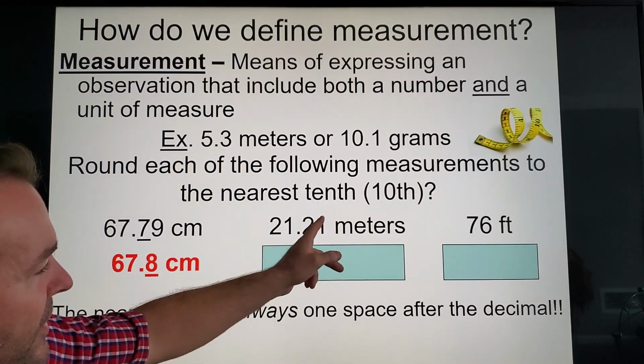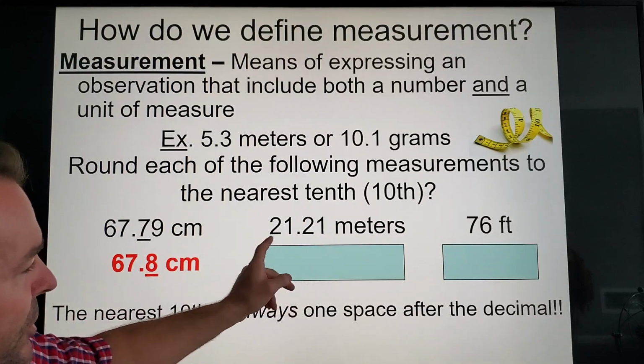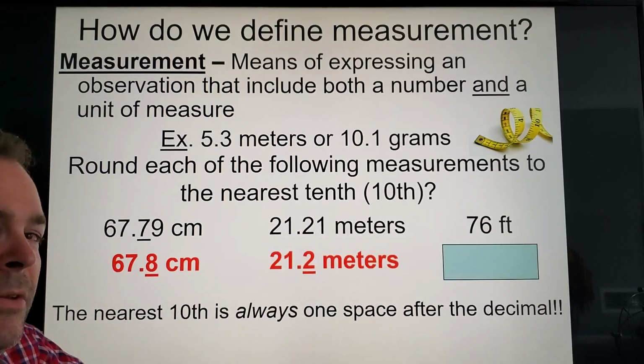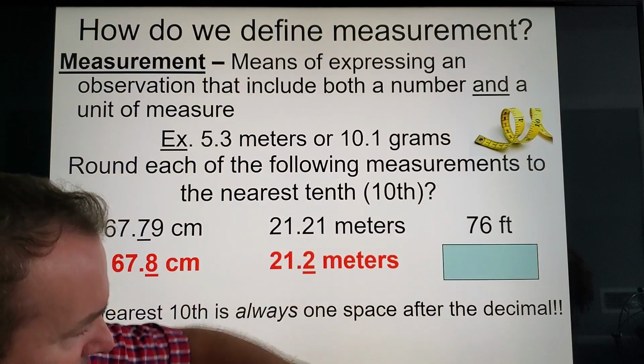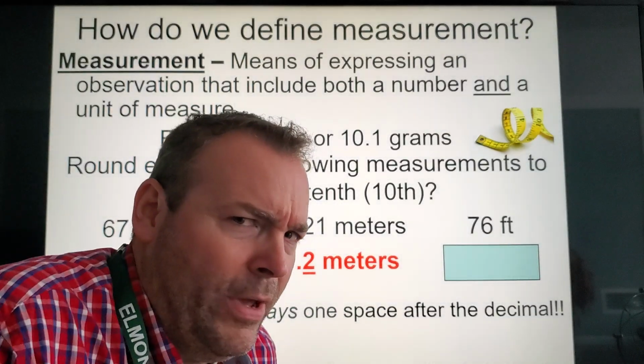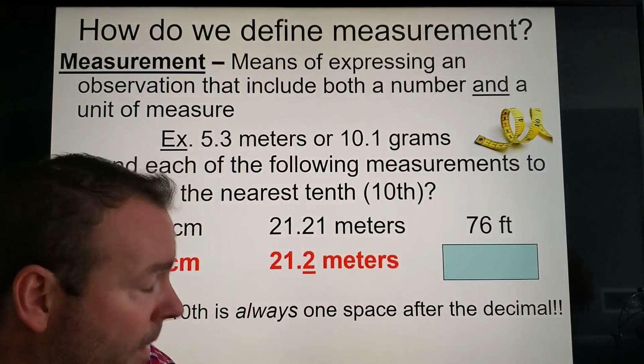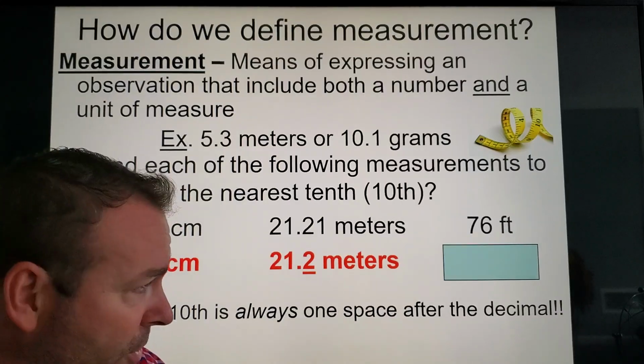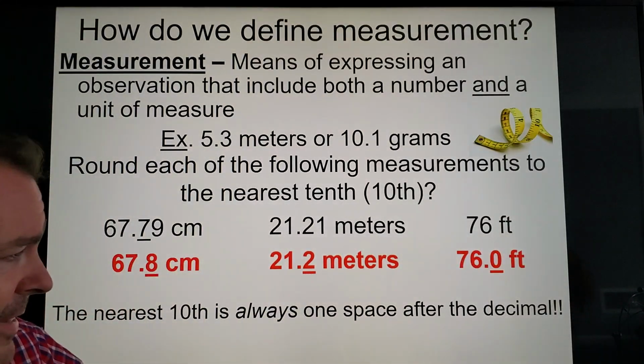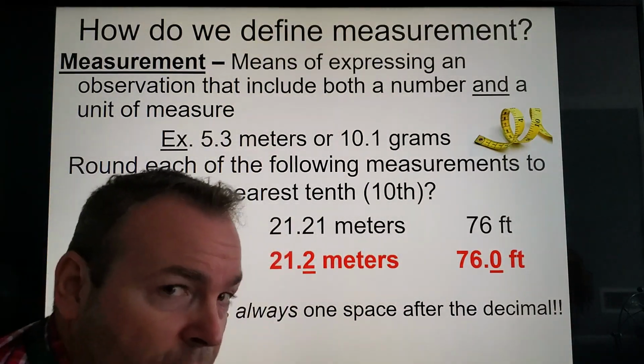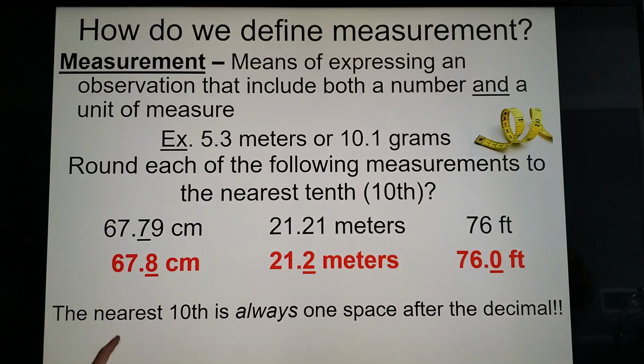21.21, well, let's see, the 1 doesn't bump that up, so it's just going to stay 21.2 meters. And the last one there, 76 point what? Well, if there's nothing there, it's understood that it's 0.0. And that's pretty important. They call that significant figures. You got to make sure you have them in there. All right? The nearest tenth is always one space after the decimal.